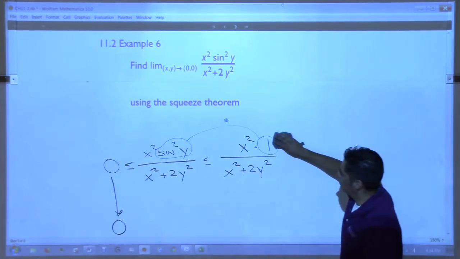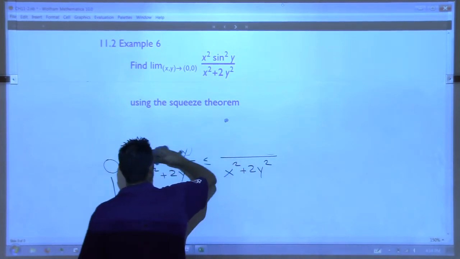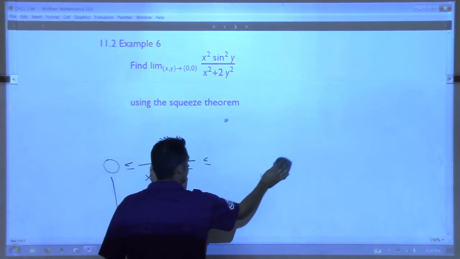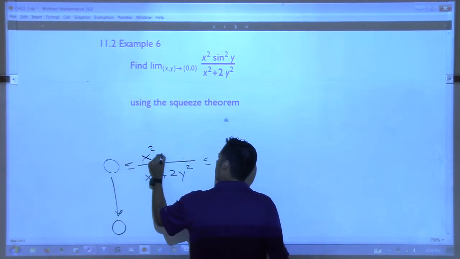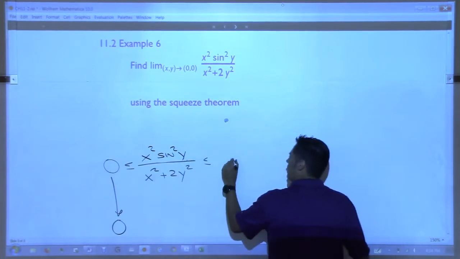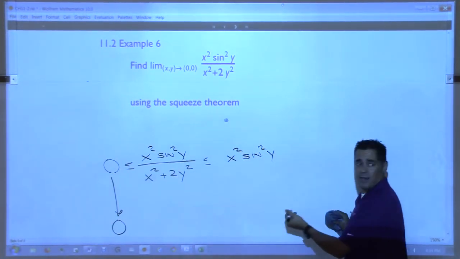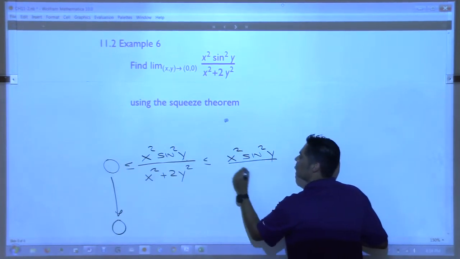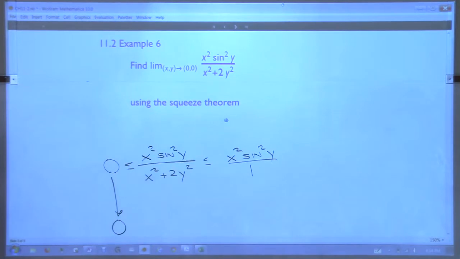Would it maybe be like x squared sine squared y over 1? So x squared sine squared y over 1. Let's try that. X squared sine squared y. And then here you want x squared sine squared y over 1. Yes. So is that true? Is that always true? For all x and y, would that always be true?